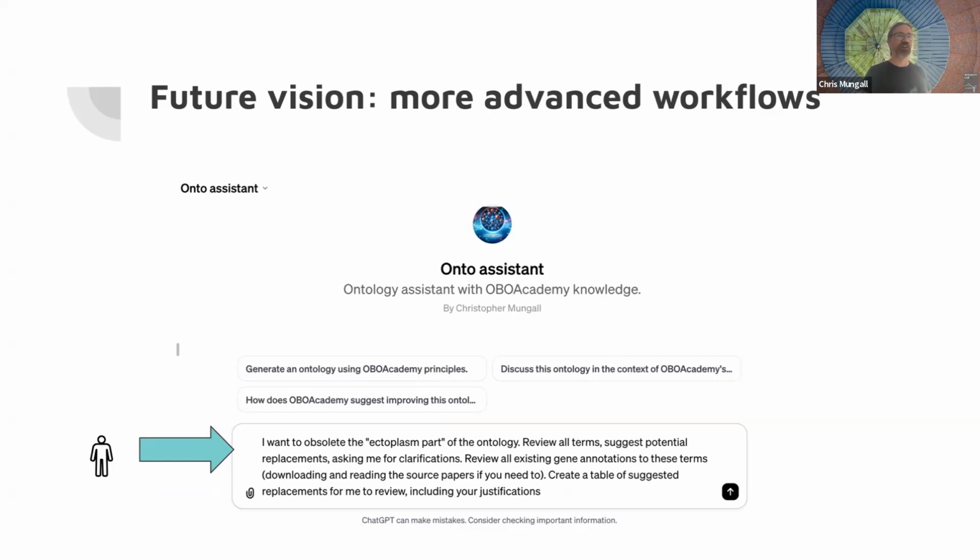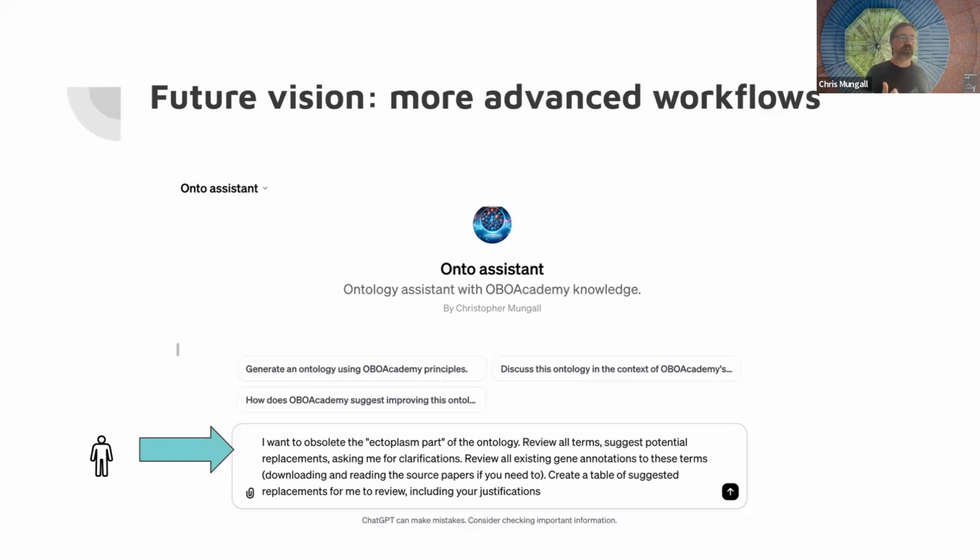And I imagine a time not too far in the future where you can come into some kind of AI ontology assistant and you can give instructions like this: I want to obsolete the ectoplasm part branch of my ontology. I want you to review all the existing terms, suggest potential replacement terms, but ask me for clarifications if anything's not clear. Then go and review all the existing gene annotations to those terms. Look at all the papers that were used as provenance for those terms if you need to. Then create a table of suggested replacements for me to review and include your justifications. So this may seem ambitious, but I think this is within our reach within a few years.